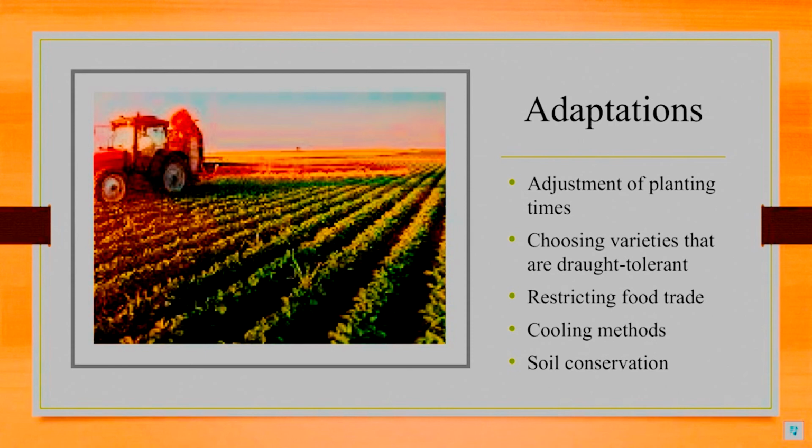The cooling methods talked about earlier, where farmers would have to buy extra equipment to keep their crops cool, and soil conversion. This is when there's too much erosion and the nutrients are pushed away, so they have to switch out the soil to keep more nutrients to keep crops growing.